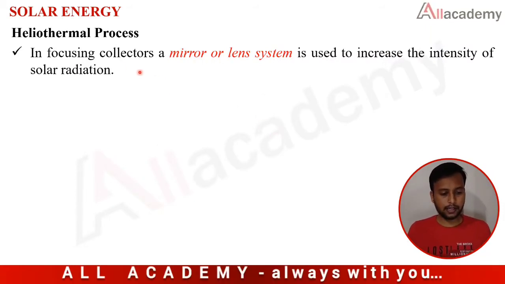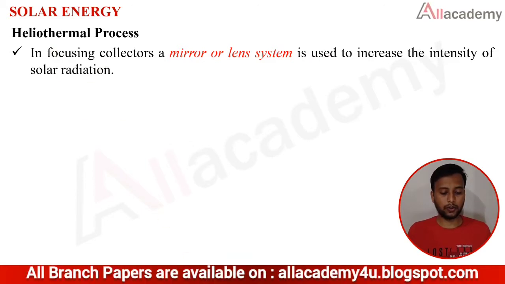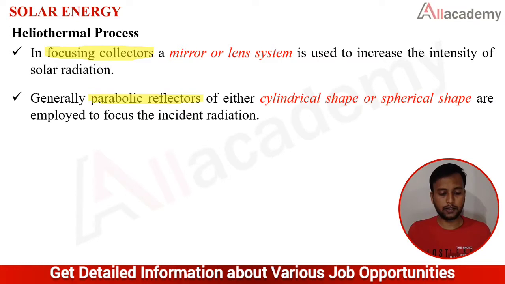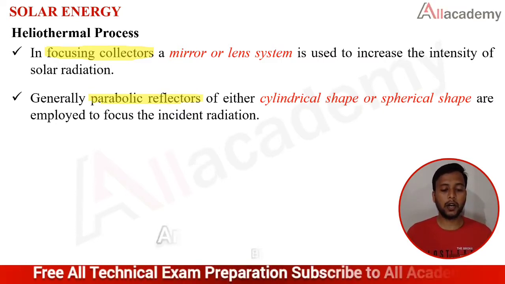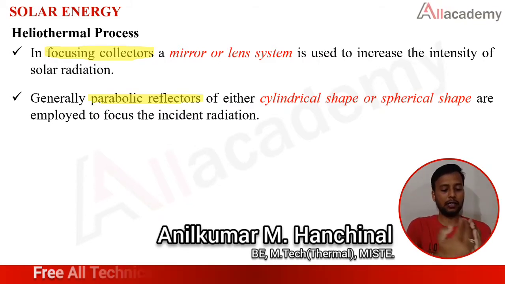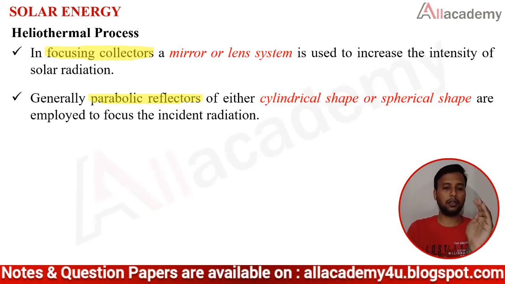The next one is the focusing collector, also known as a concentrating collector, or a parabolic collector. In a focusing collector, a mirror or lens system is used to increase the intensity of solar radiation, because it is a curved surface.